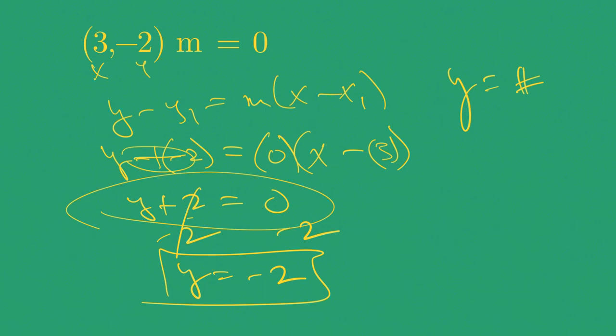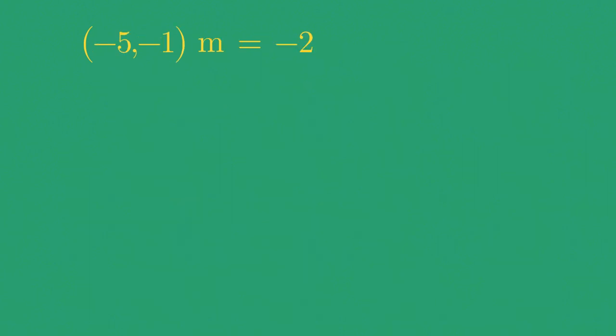Technically, right here, you've got point slope form, y plus 2 equals 0. And right here, you've got slope intercept form, y equals -2. Okay? So a little bit of a specialty, but that is a horizontal line. Okay? All right, last one.